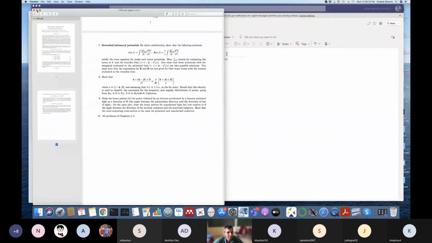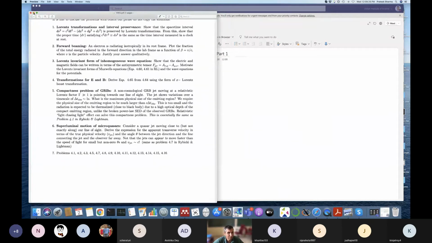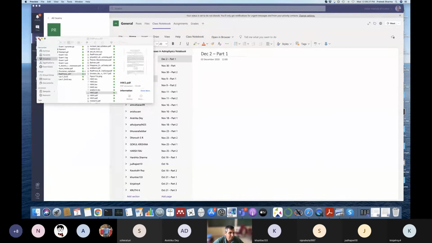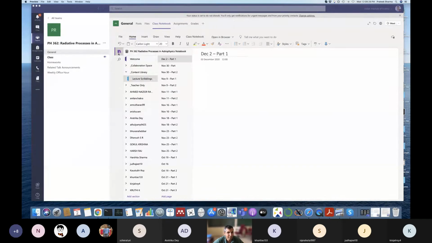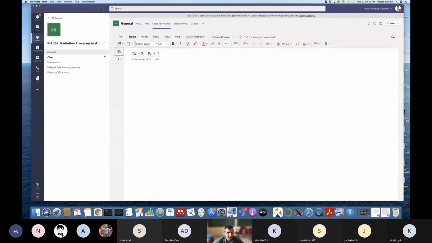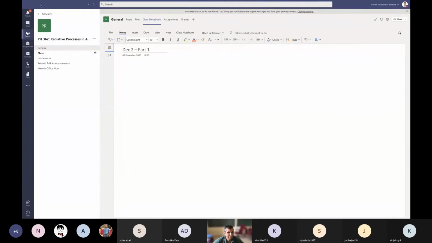Okay, good. Now that this is out of the way, let's finish whatever remains of relativity from this portion. And again, as I said, there will be a change of gears from the physics of fast-moving radiating particles to applications to astrophysics, starting from the next class. Okay, so let's get started.